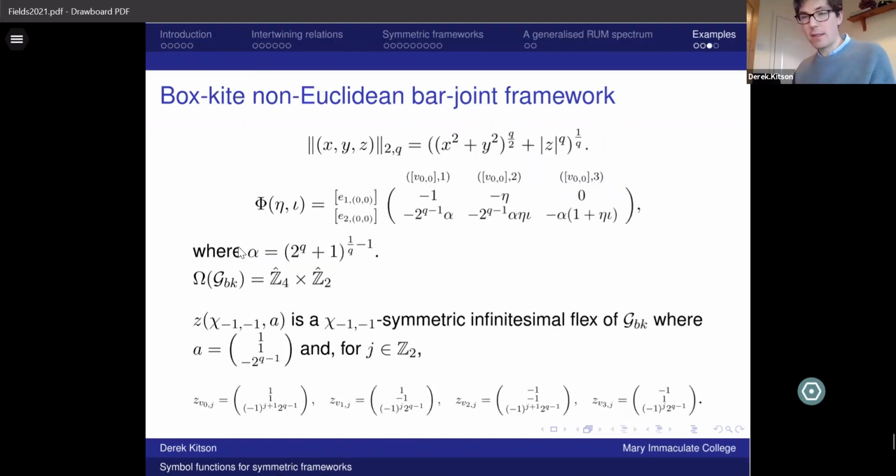And then the last example, just to finish, was the thing with fourfold rotational symmetry, which had a mirror plane in there as well. So I said, think of that as a framework, but maybe change the distance constraints. So in the paper, we imagine that we're using these distance constraints. We specify this particular norm, and we work with that. And again, we just work out a symbol function. We work out the RUM spectrum: for which characters chi do we get these bounded chi-symmetric flexes? And we worked out some of these chi-symmetric flexes here explicitly as well.